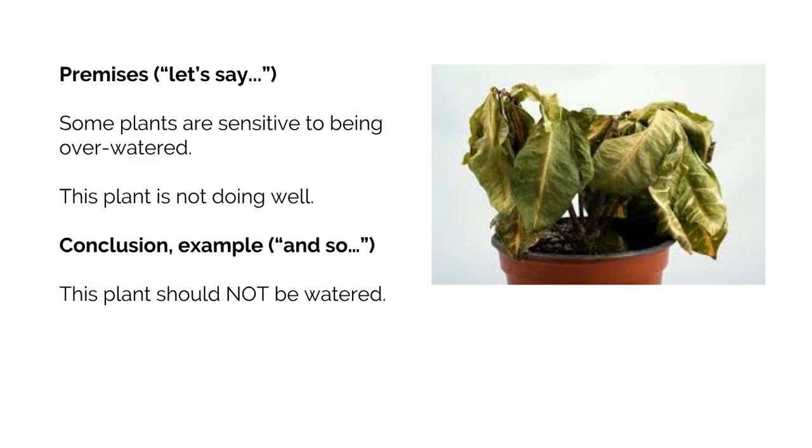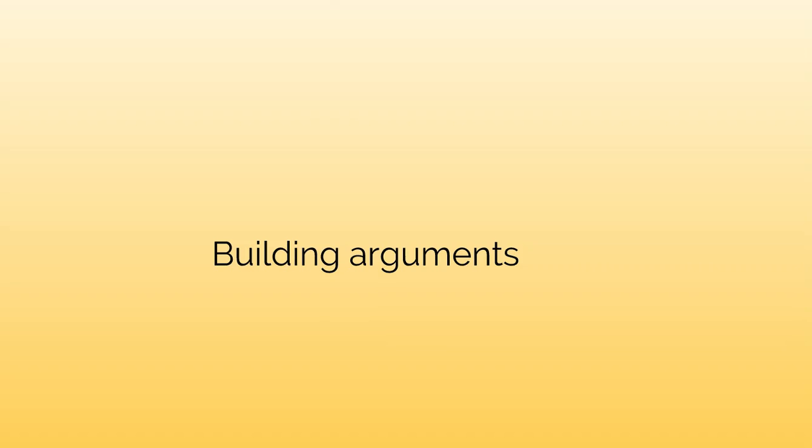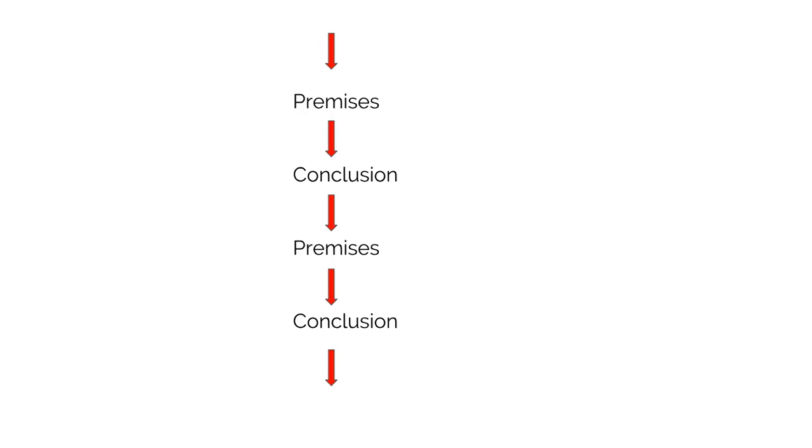So what do we do with premises and conclusions? We build arguments. A logical argument is a collection of premises and conclusions that all fit together in kind of a chain, right? Let's look at that. We'll go back to the same example of squares and triangles. Okay, here's the whole argument.